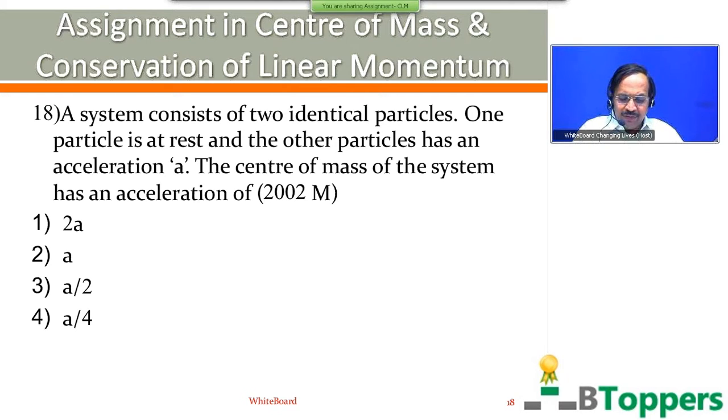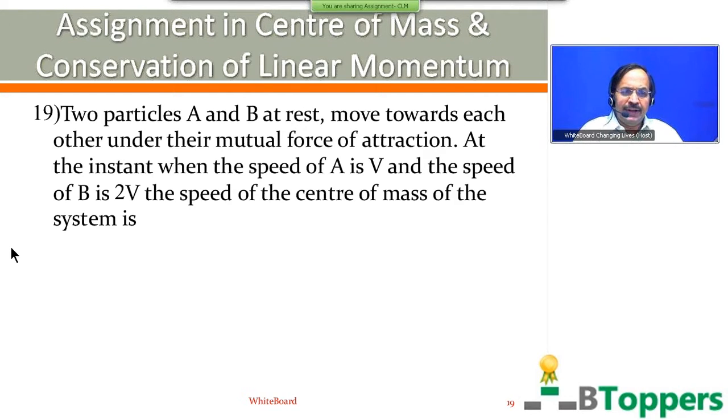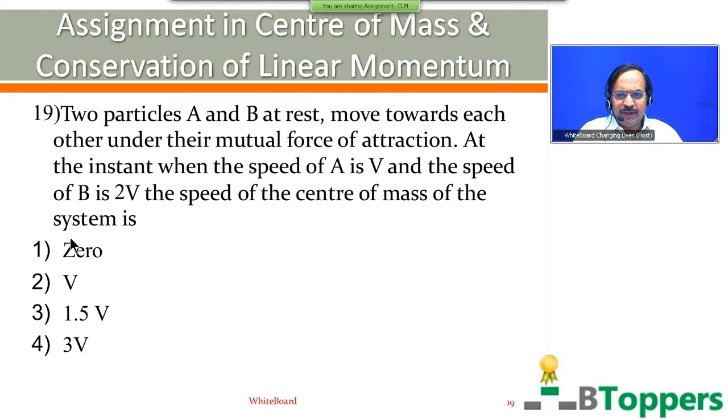In case you need more time to answer the question, you can take a pause and take your time. I am going to show the next question on screen. Look at the question number 19. Two particles A and B at rest move towards each other under their mutual force of attraction. At the instant when the speed of A is v and the speed of B is 2v, the speed of center of mass of the system is. Four options are shown on the screen. Come on, try the question.